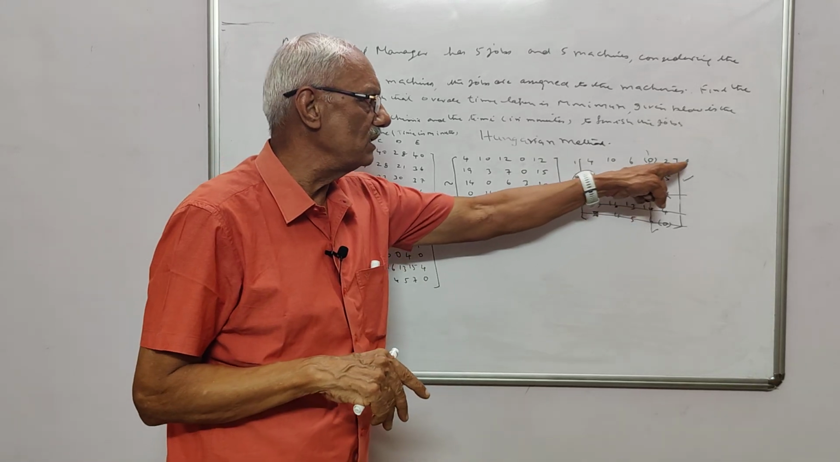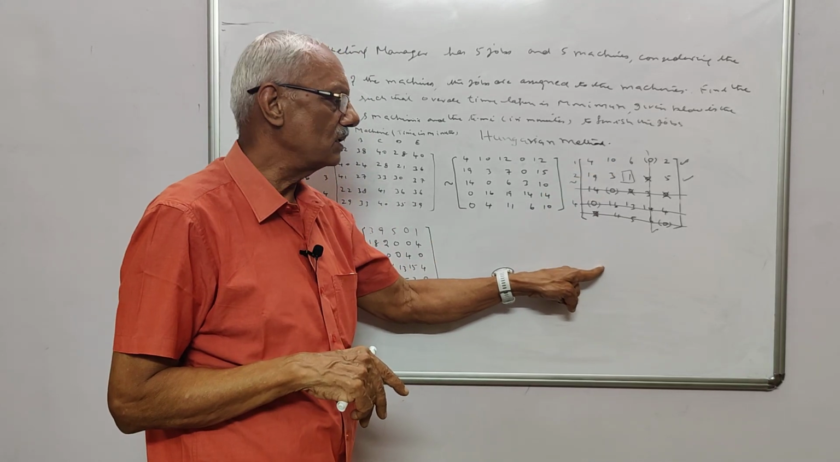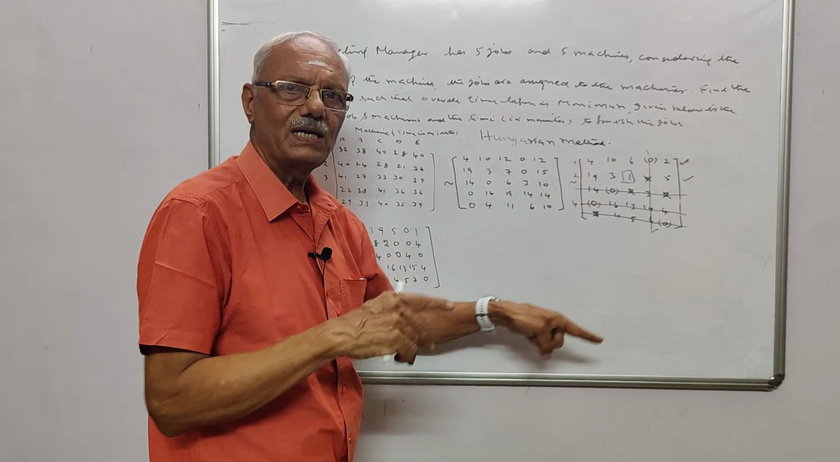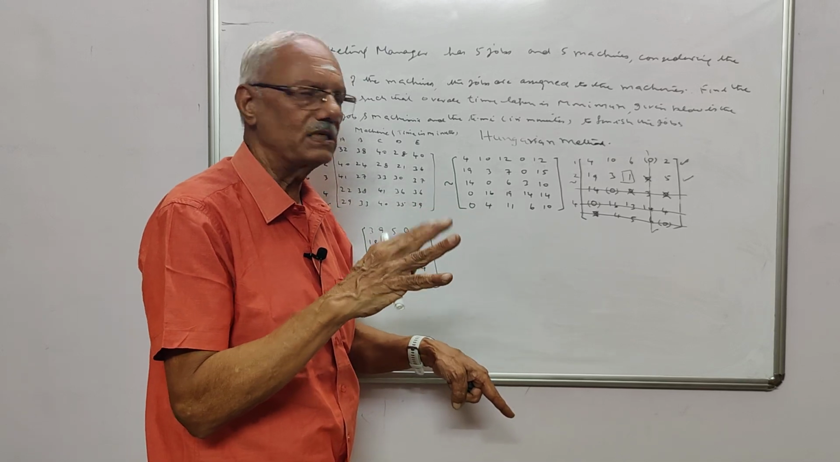That means what? If you tick it here, there must be one more marked 0, then you have to mark that column. So that process must be continued till you see that it cannot be extended.